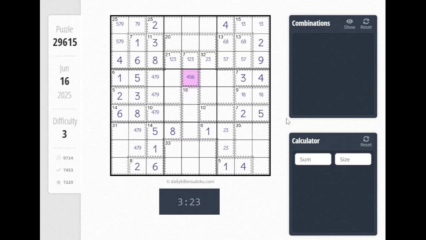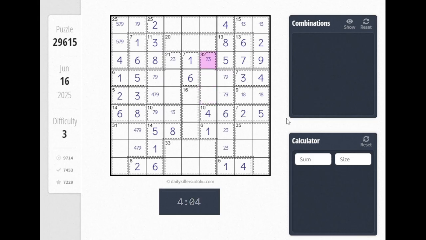And what else do we got? We got a 6 here. 4 there. That cannot be a 7, 9. So that has to be 1, 3. And there we go. Solves that one. And solves that one. And then this ends up being a 7, 9 here, which is 16.